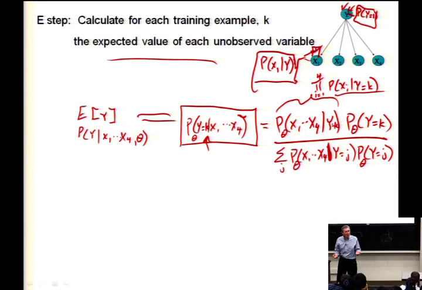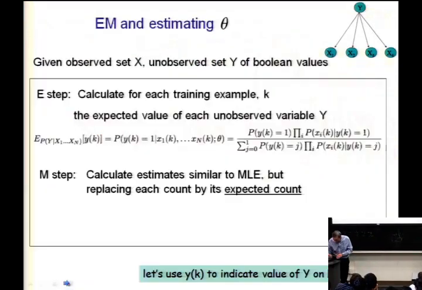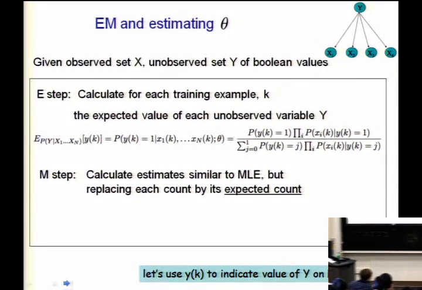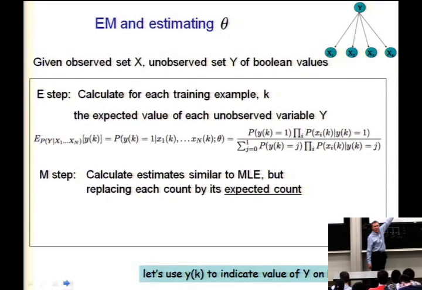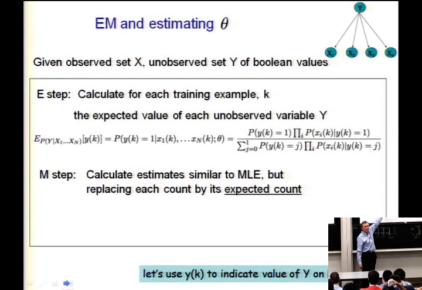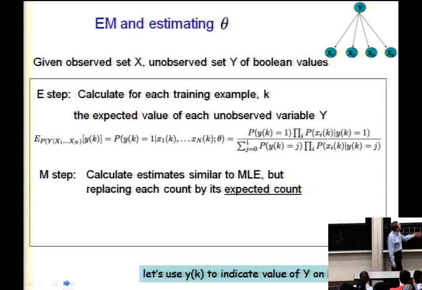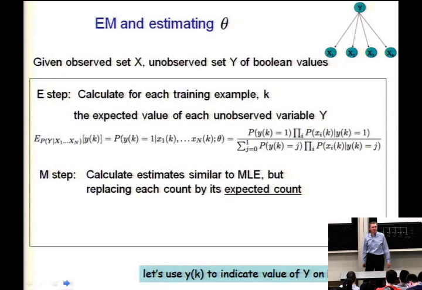And then on the M step, what do we do? Well, on the M step, we just replace the estimates to be just like MLE, but again, we use the expected counts. So instead of, if all of our y's were observed, we'd estimate the probability that y is 1 by the fraction of those observed y's that were 1. Now, instead, we have to use expected counts for the cases where we didn't get to observe them.